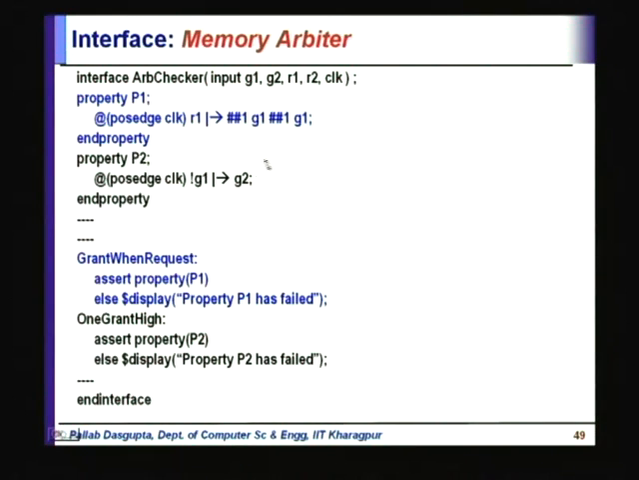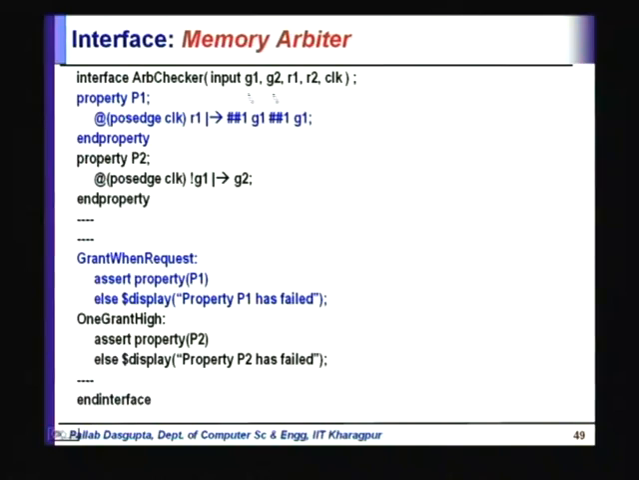This is another one of those properties, and the other properties are also there. So, we are putting all of them in an interface definition. So, this is an interface, the arbiter checker interface, where we have all of these as inputs. Now, that is natural, right, because the assertion checker will not drive any signal, it is only going to read all the signals and interpret whether the assertions are holding or not. So, everything is an input to the arbiter interface.